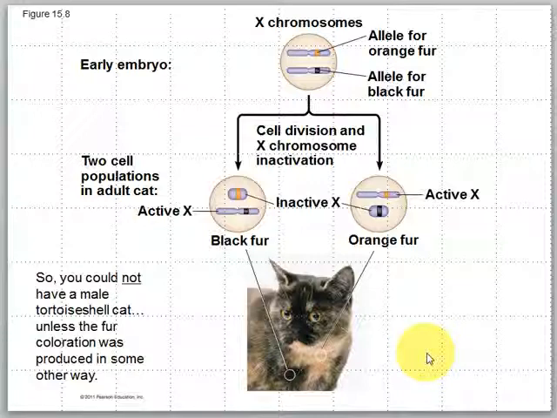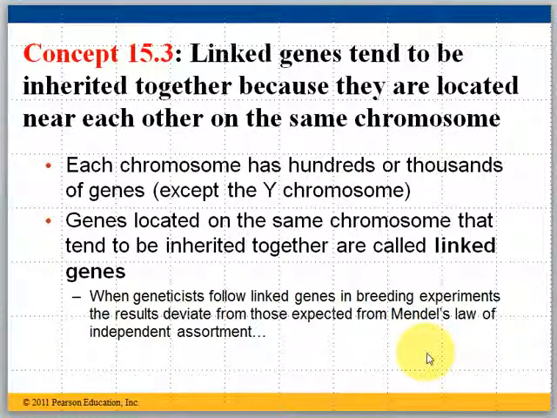We have two more concepts, 15.3 and 15.4. 15.3 says linked genes tend to be inherited together. So now we're going to talk about genes that do tend to be inherited together, kind of as a matched set. And we'll talk about why that happens sometimes as well.